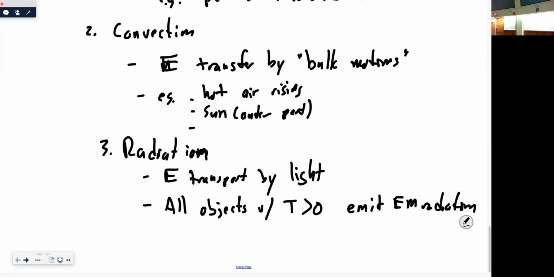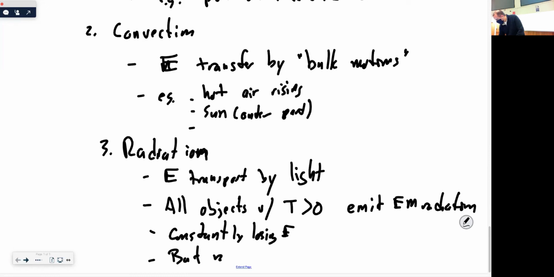But if that ever gets out of whack and we're emitting more than we're receiving, or we're receiving more than we're emitting, that can actually be a net temperature or energy change to me or you or the table, which can cause that temperature to change. So we are constantly losing energy, but radiation is being absorbed also.